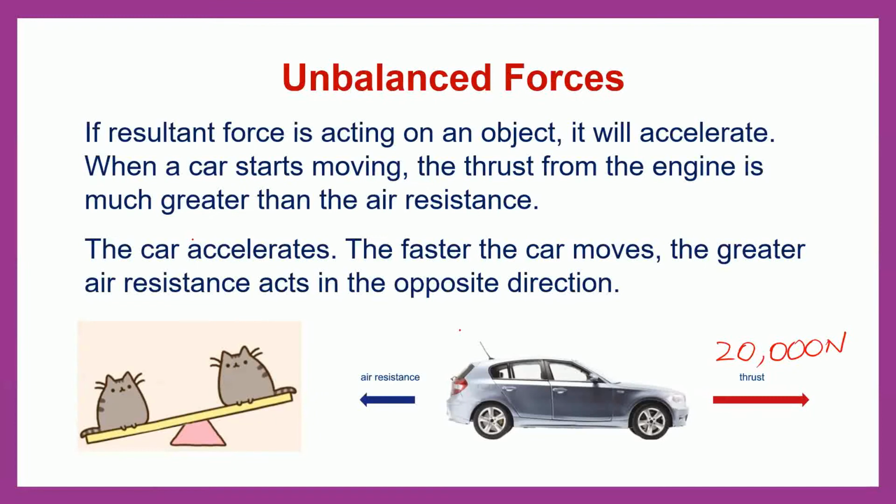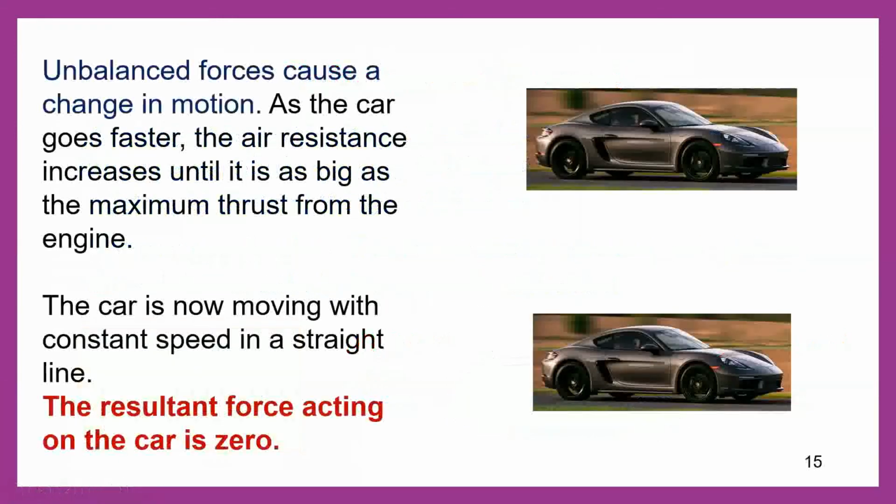So the air resistance acting on the car is 10,000 newtons. So the forces are unbalanced, so the car is accelerating. In that case, acceleration is not equal to 0. Unbalanced forces cause a change in the motion. As the car goes faster, the air resistance increases until it is as big as the maximum thrust from the engine. The car is now moving with constant speed in a straight line. The resultant force acting on the car is 0.